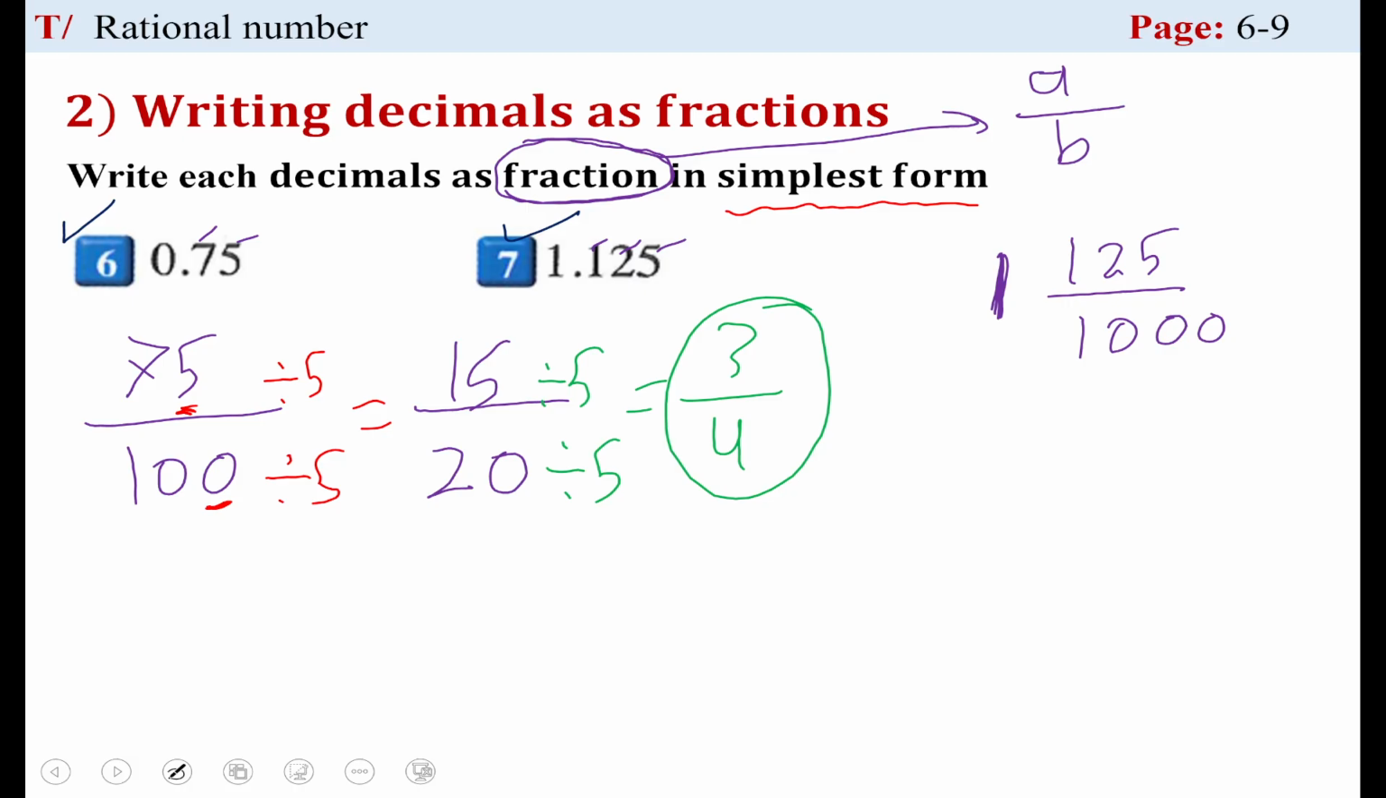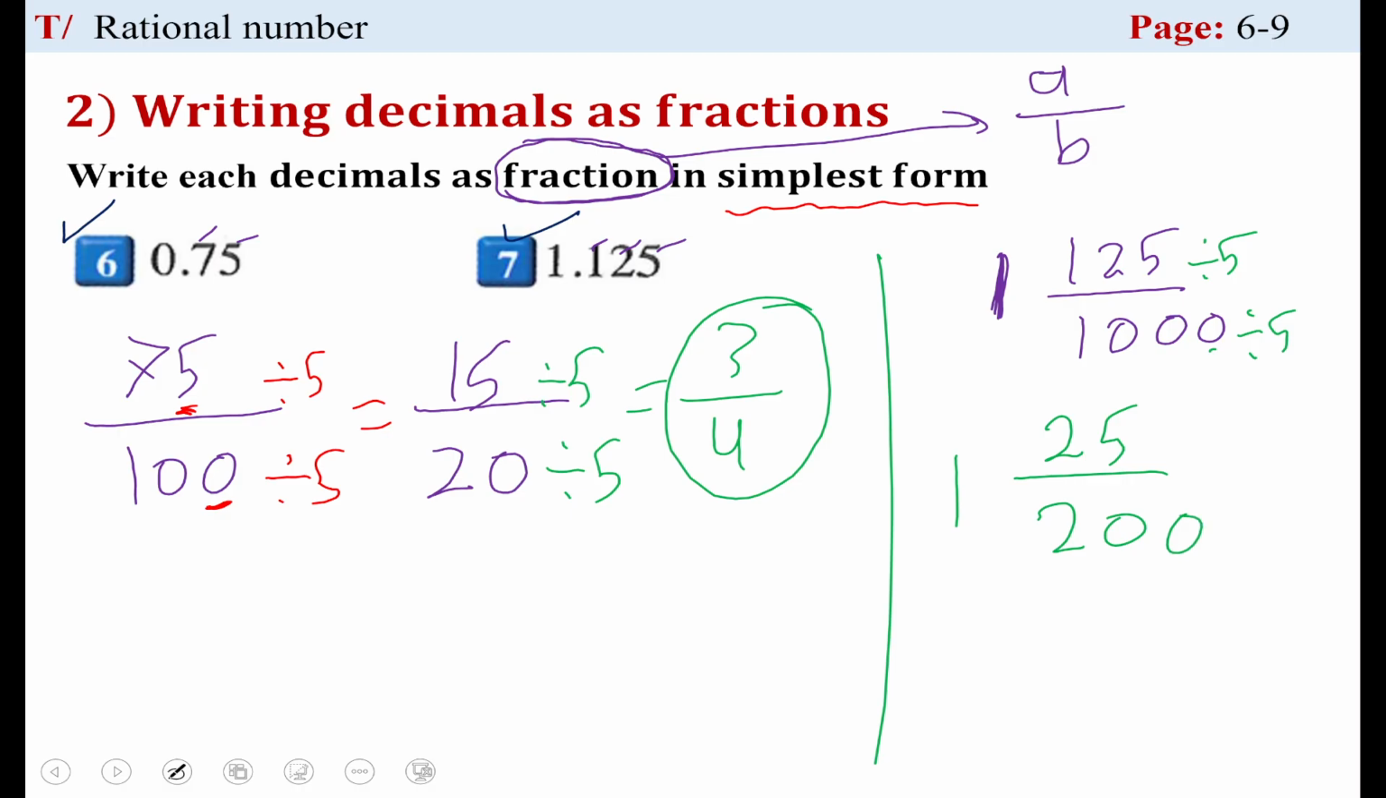Okay, 1000. I'll divide it by 1000. So this question is the same as question 6. We can divide it by 5. Why? Because the last digit, this one is 0, this one is 5. So divided by 5. Divided by 5. Okay. So 125 divided by 5, it's going to be 25. And 1000 divided by 5, it's going to be 200.